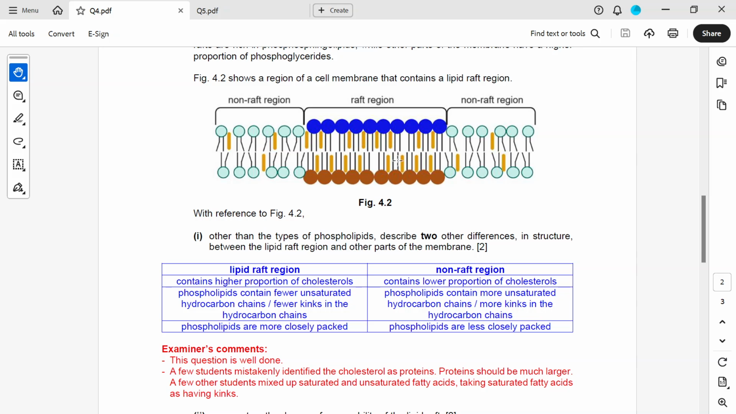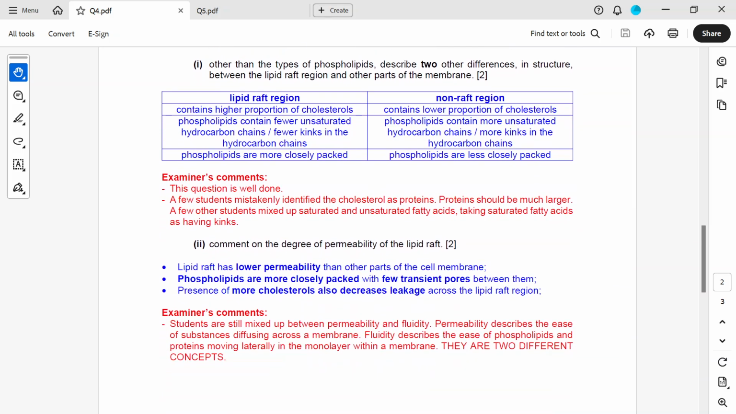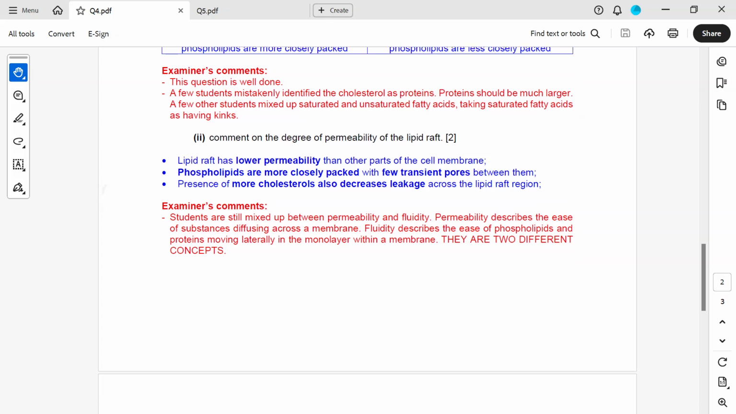There are more of them in the rough region versus the non-rough region, right? The fatty acid tails or the hydrocarbon chains are all straight and therefore saturated, versus saturated and unsaturated. So a mixture for the non-rough region, only saturated in the rough region. Then the packing as well, much more closely packed in the rough region than the non-rough region, the packing of the phospholipids, that is. Again, quite well done, so let's move on to part 2.